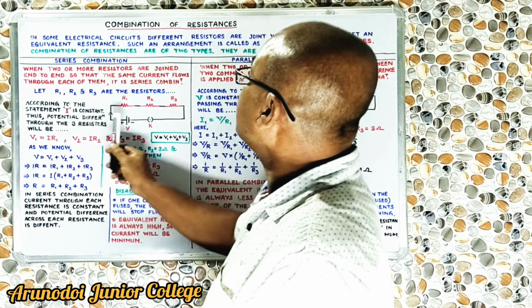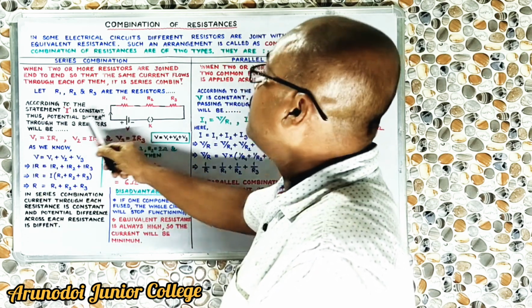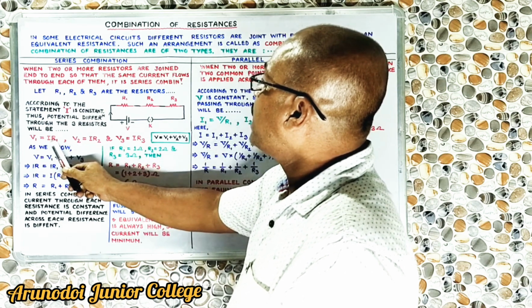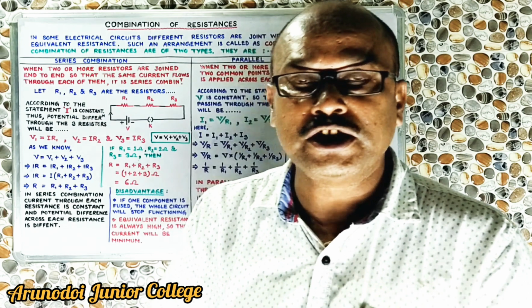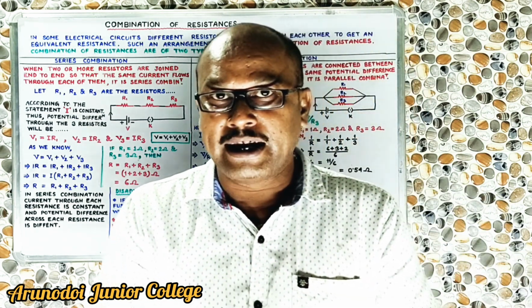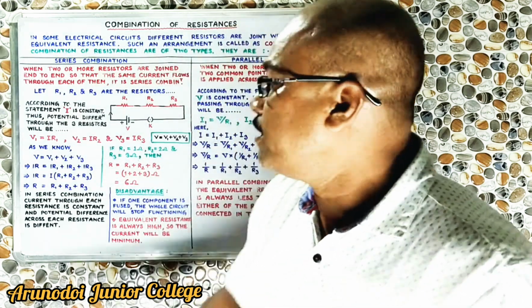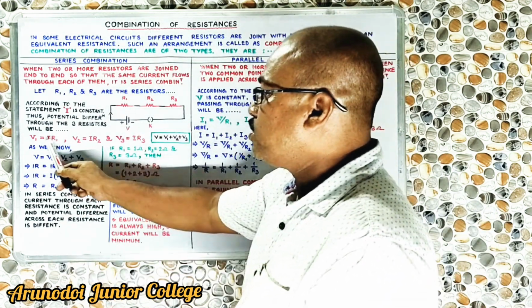V1, that is the potential difference across resistor 1, V1 will be equal to IR1. We are getting this formula from Ohm's law. V is equal to IR. That is, potential difference is equal to current into the resistance. So if V is equal to IR, then V1 will be equal to IR1.